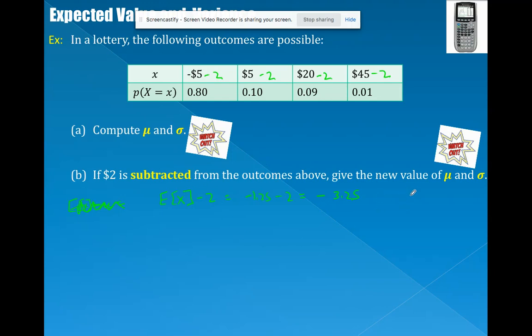How about your new standard deviation? What happens to your standard deviation? It's the same, right? And my variance, same, because I simply shifted everybody up.